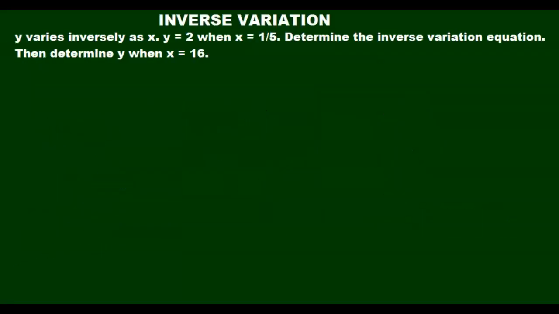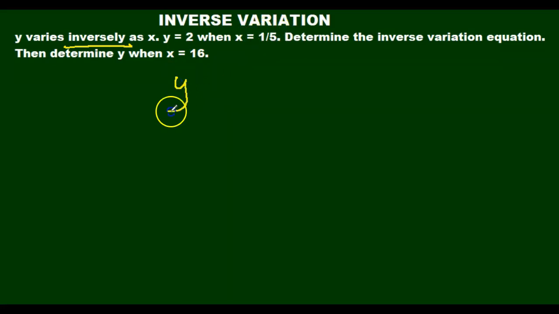Before I end the tutorial, I wanted to give you another example very similar to the first one, but now involving fractions. So y varies inversely, that's our keyword, as x. y equals 2 when x equals 1/5. Determine the inverse variation equation, then determine y when x equals 16. The method is still the same. Do not freeze when we see fractions.